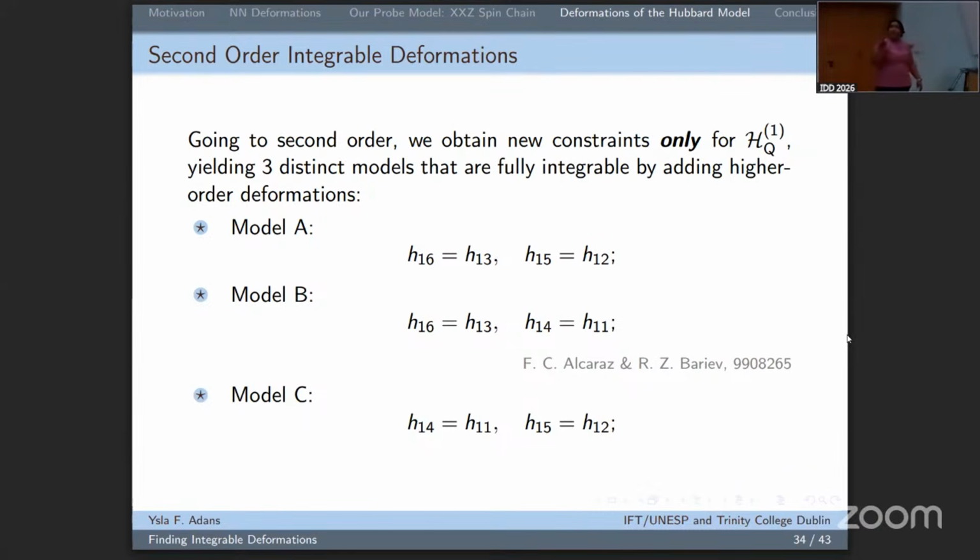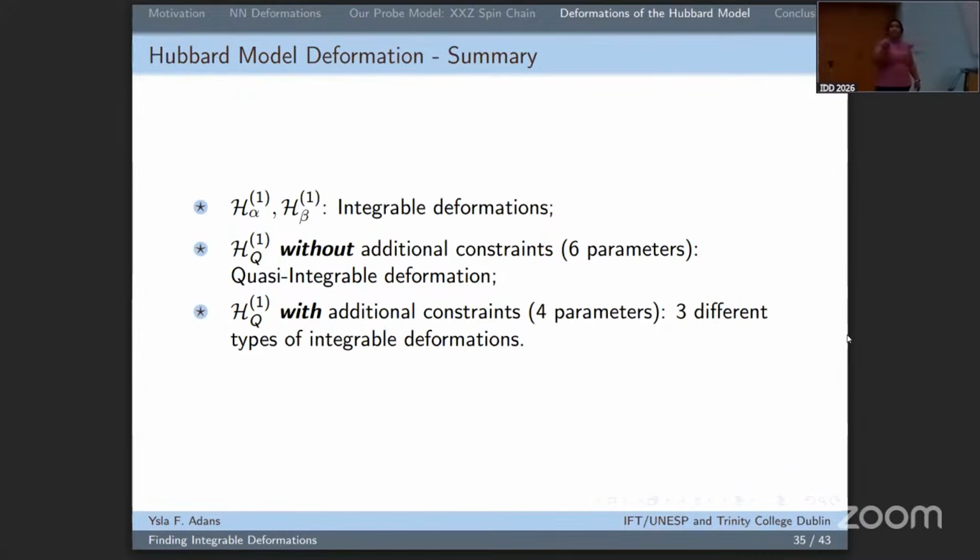And now, in summary, what you have found for Hubbard is that you have 2 parts that are integrable. You don't have to add any additional constraint to them. But there is 1 other part, the HQ, that is the quasi-integrable one, if you don't add any constraints, if you keep your 6 parameters. But if you reduce your constraints, you get 4 parameters and it's fully integrable. So you have the whole picture for Hubbard here.